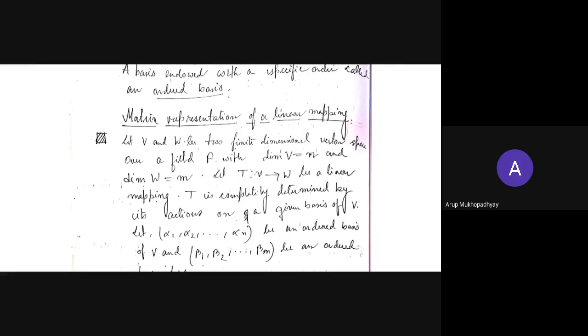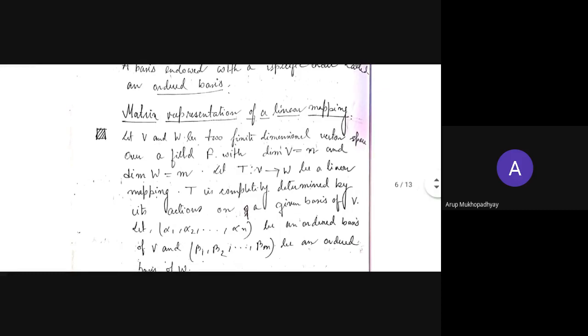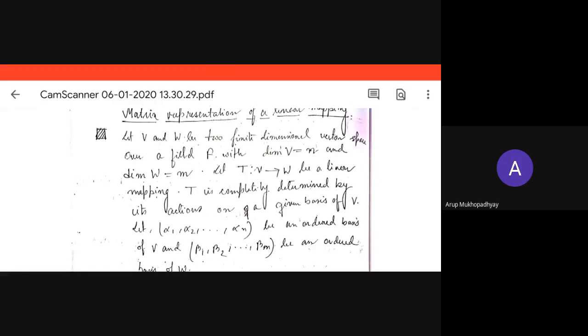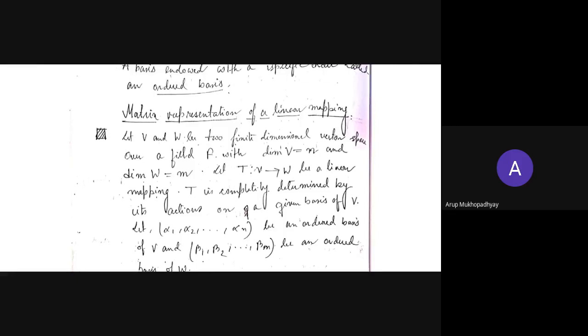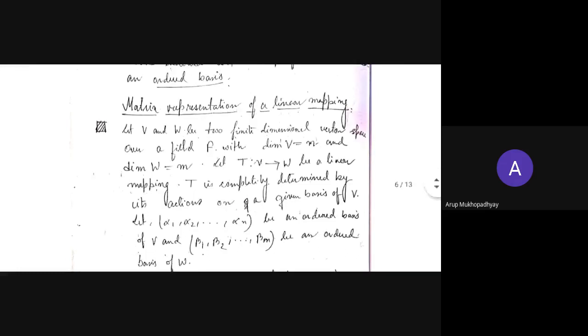So now I will come to the matrix representation of a linear mapping. Here I have given the approach: let V and W be two finite dimensional vector spaces over a field F, with dimension of V equal to n and dimension of W equal to m, and let T from V to W be a linear mapping. Then we can say that T is completely determined by its action on a given basis of V.